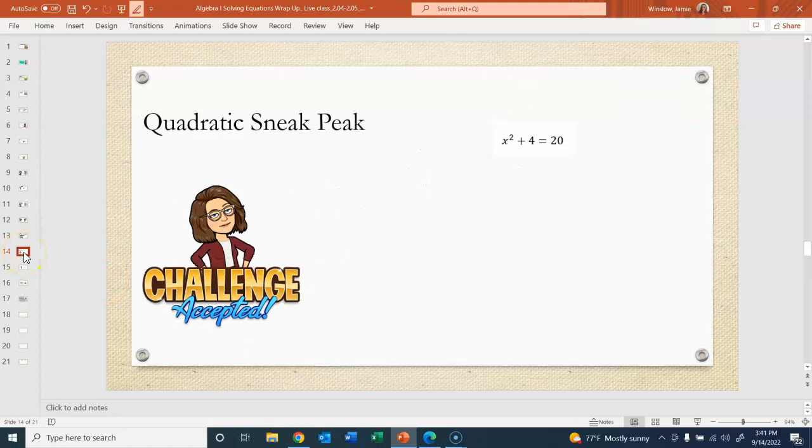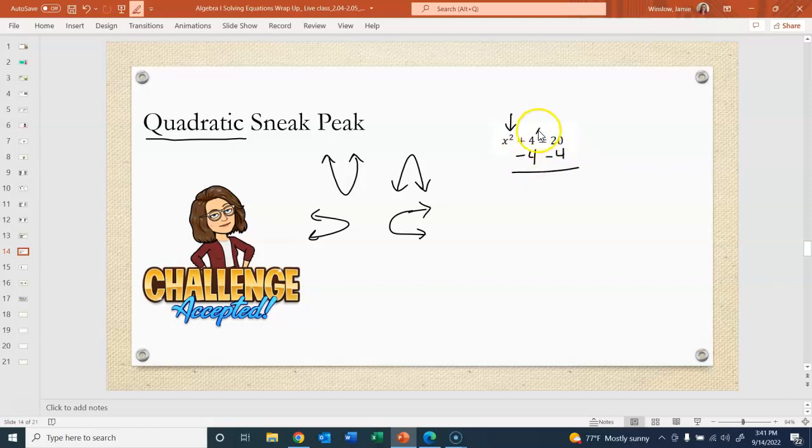All right, a quick sneak peek at our quadratics. So it's called a quadratic because, this is funny because you think of quad and you might think of 4, but quadratics have a squared term. And they look like this, either like that, or like that, or like that, or like that. We're going to do a lot of these this year. And so how might you solve something like this? The goal is still the same, to get x by itself. So we'll subtract 4 from both sides. We get x squared equals 16.